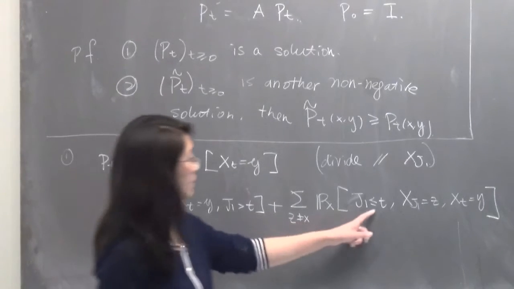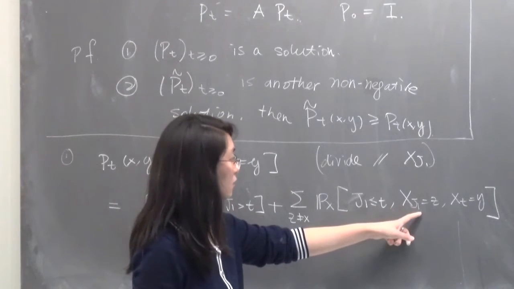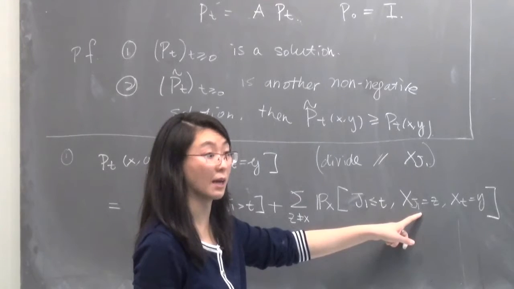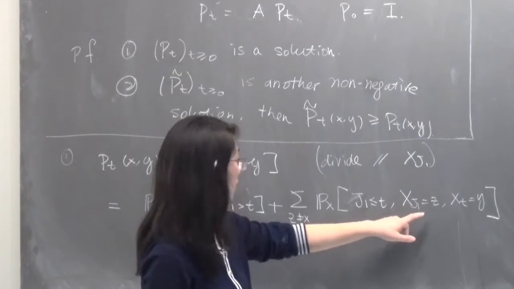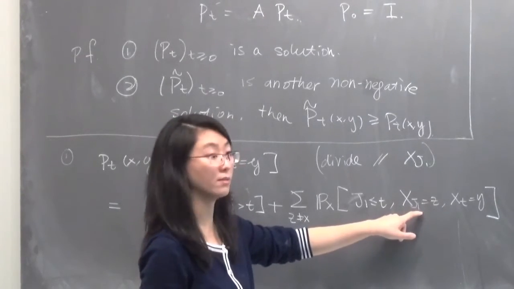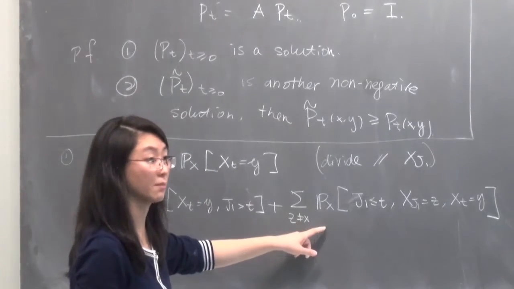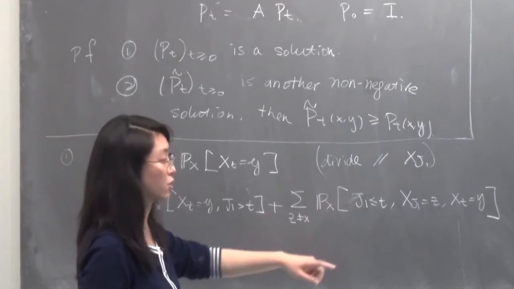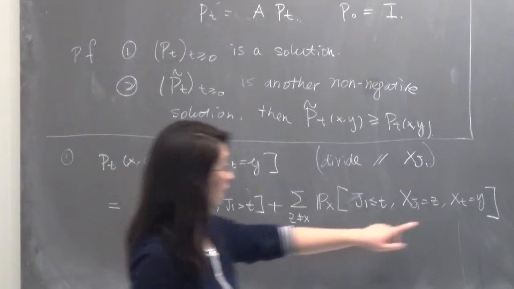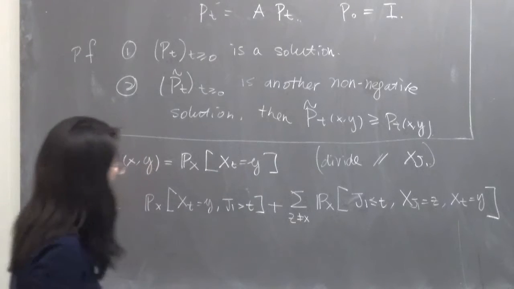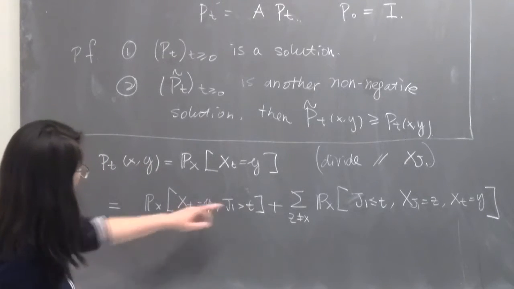So j1 happens before t, and now we divide according to where it jumps at the first step. So divide the event according to where it jumps at xj1. So z has to be distinct from x because we know there is a jump. This is a real jump, so it has to jump to another vertex. And then xt equals y. So now we calculate these two parts separately.